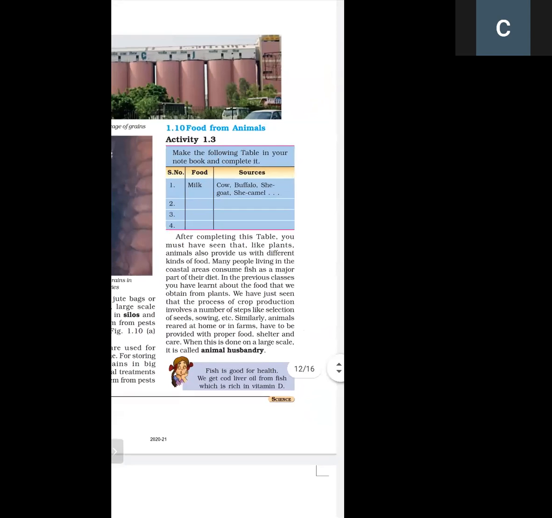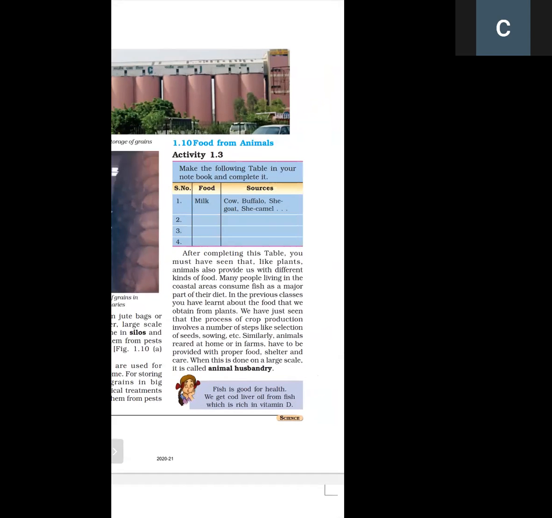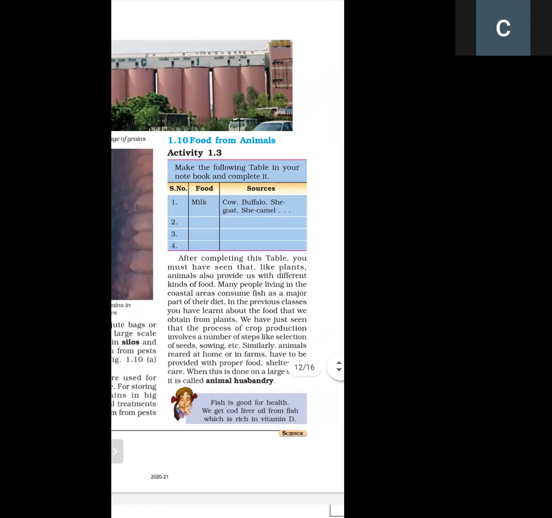Next topic is food from animals. Make the following table in your notebook and complete it. Milk is obtained from cow, buffalo, goat, camel. These are the sources of milk. So we can also write any food and what are their sources. Suppose dal is obtained from plant sources. So we can write any 2 or 3 food items and what their sources are.